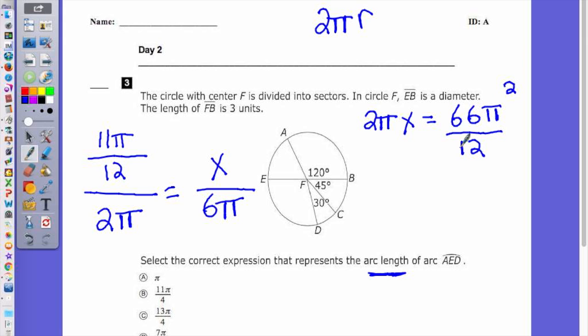Okay? Do you want to simplify it now or later? Now? Okay. So what are we dividing by? I'm going to start with 6. I don't think 66 is divisible by 12, so I'm going to do 6. 66 divided by 6 is 11, and 12 divided by 6 is 2. Okay? Now what do I do?